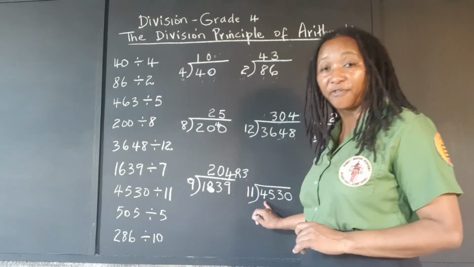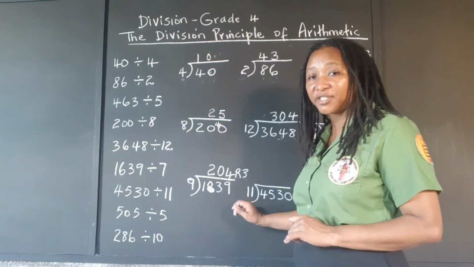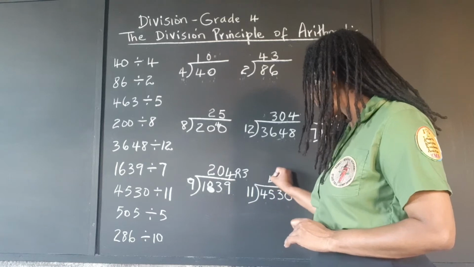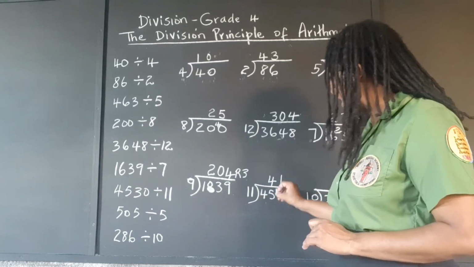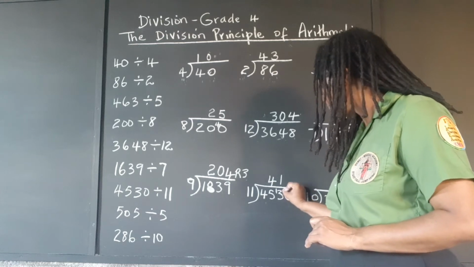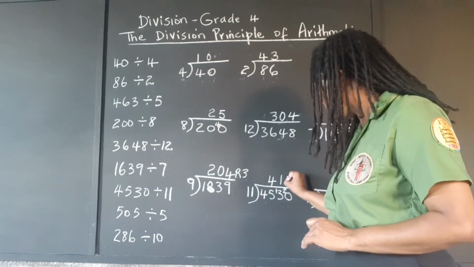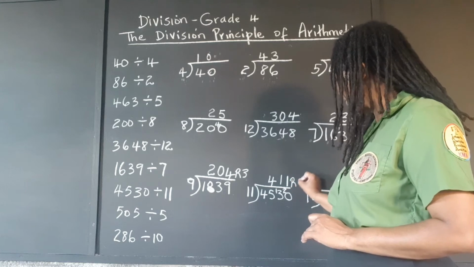11 cannot go into 4. 11 into 45 goes 4 times, leave back 1. 11 into 13 goes 1 time, leave back 2. 11 into 20 goes 1 time, remainder 9.